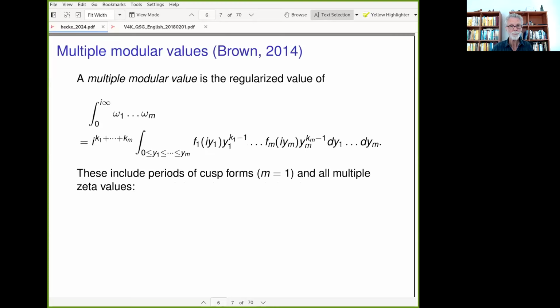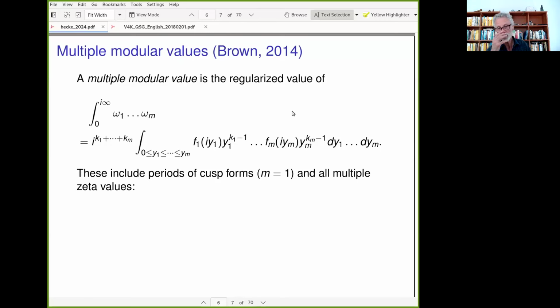Okay, so now what's a multiple modular value? It's the regularized value of the iterated integral up the imaginary axis of these guys here. So this is an iterated Shimura integral, and the powers of i are just in there as bookkeeping. So these are multiple modular values, and these were defined by Francis Brown in 2014.